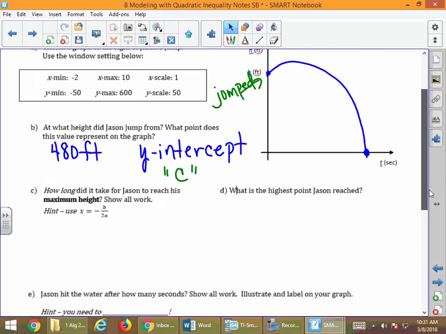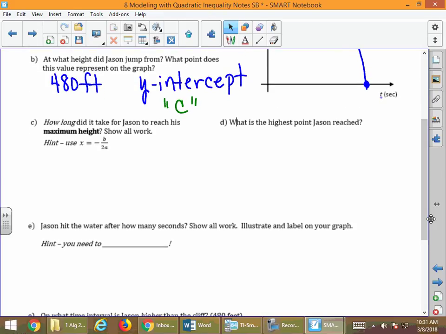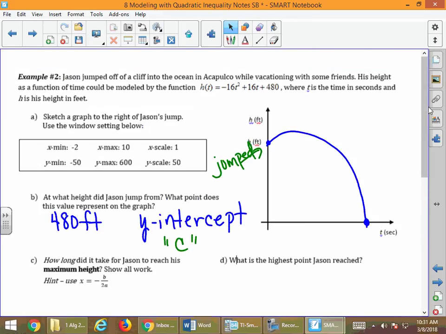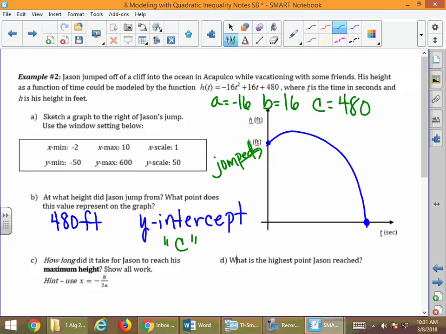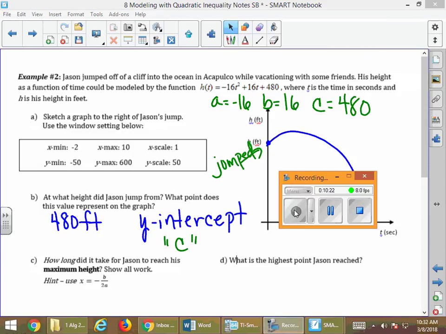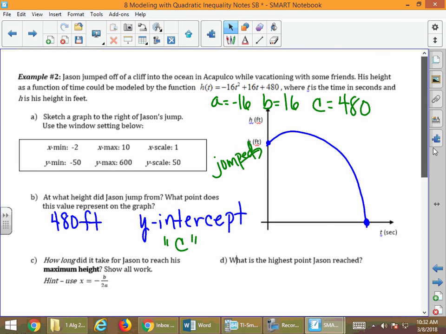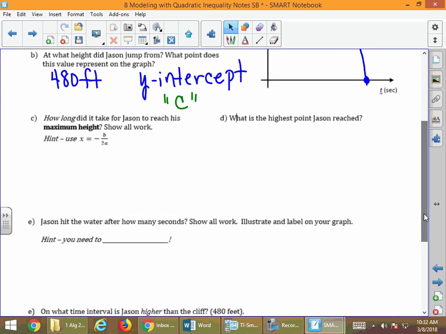Part C. It says, how long did it take for Jason to reach his maximum height? And what we're going to do is we're going to use our old favorite formula, x equals the opposite of b over 2a. So we need to go back into our equation. Sorry about the screen. It is really acting up right now. But a is negative 16, b is positive 16, and c is 480. And so if we fill in, we've labeled a, b, and c. So we fill this in.